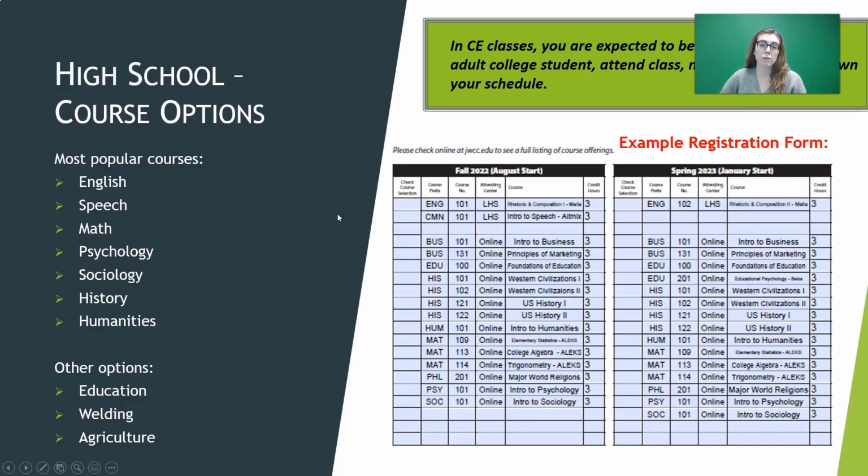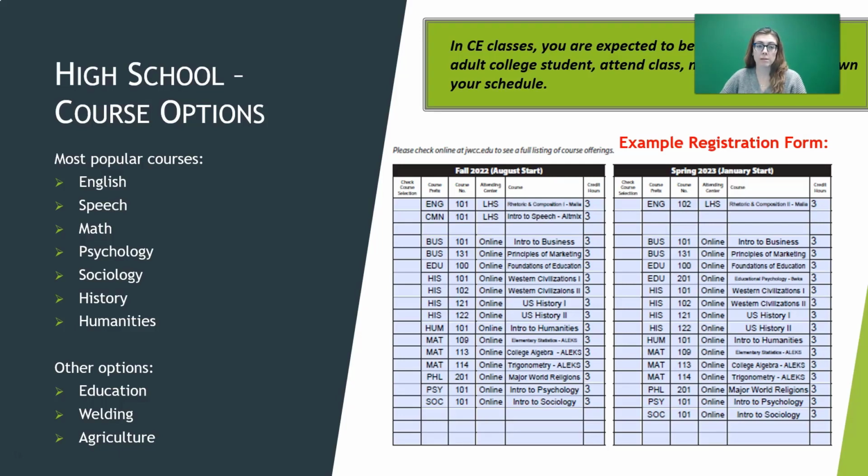Okay, on this slide you will see some most popular courses for our high school students. So at the top there, English 101 or English 102 to go along with 101. Speech, math, elementary statistics, and college algebra are very popular. There are higher level math courses as well. Intro to sociology, intro to psychology, history or humanities. And then we also have options in education, welding, and agriculture.